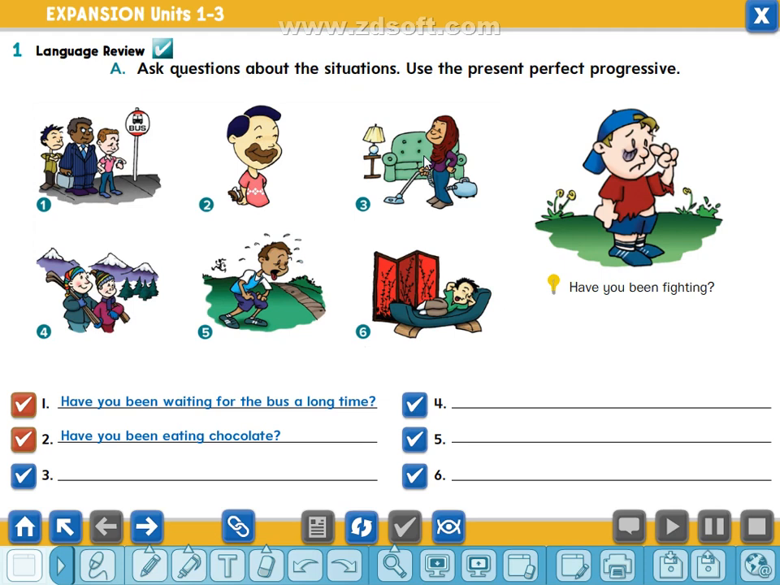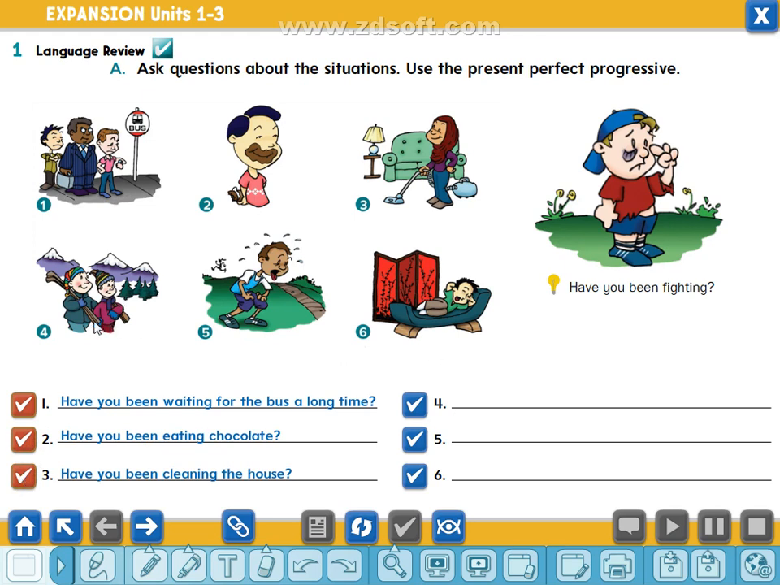Picture 3. What can you see in this picture? A woman has been vacuuming or cleaning the house. So you can ask her a question in the present perfect progressive. You can say, have you been cleaning the house? That's right.